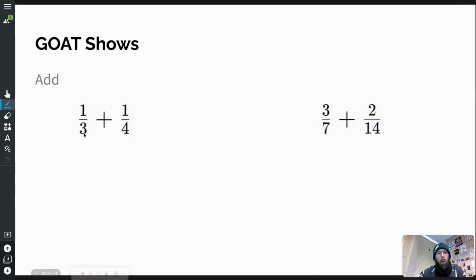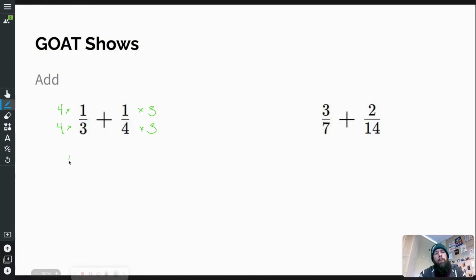1 over 3, 1 over 4. Those denominators are not the same. Now, there's really no easy way that I can make 3 into a 4 or a 4 into a 3, so I can't do that. When that's the case, what you do is you take this denominator here and multiply it to the top and the bottom of that whole fraction. Similarly, take that denominator there and multiply it to the numerator and the denominator of that fraction. So we're renaming both fractions.